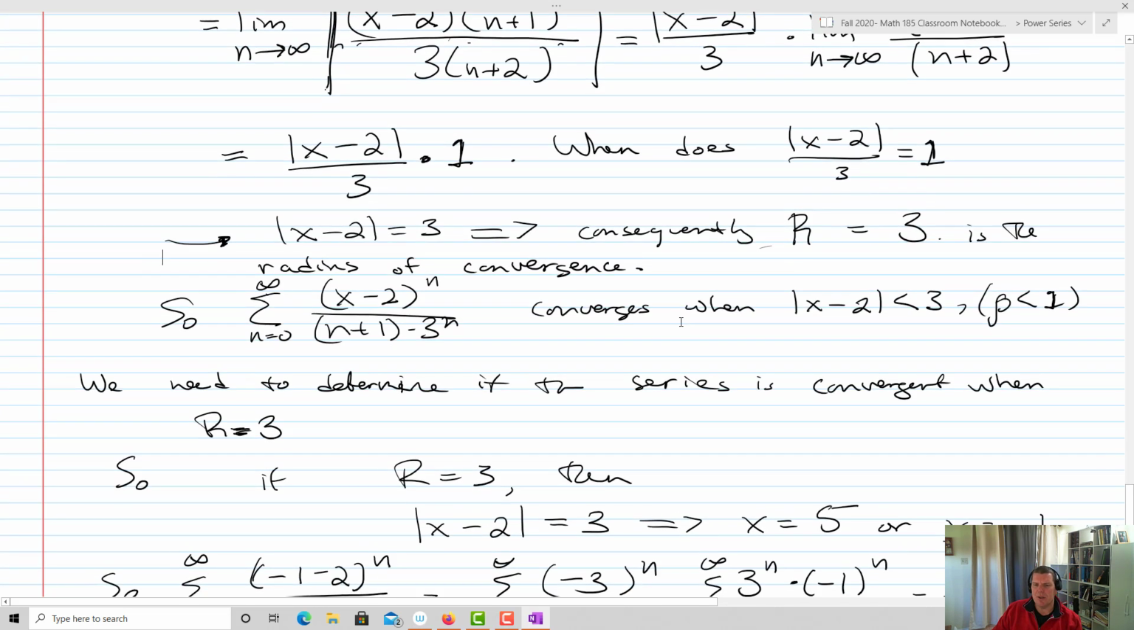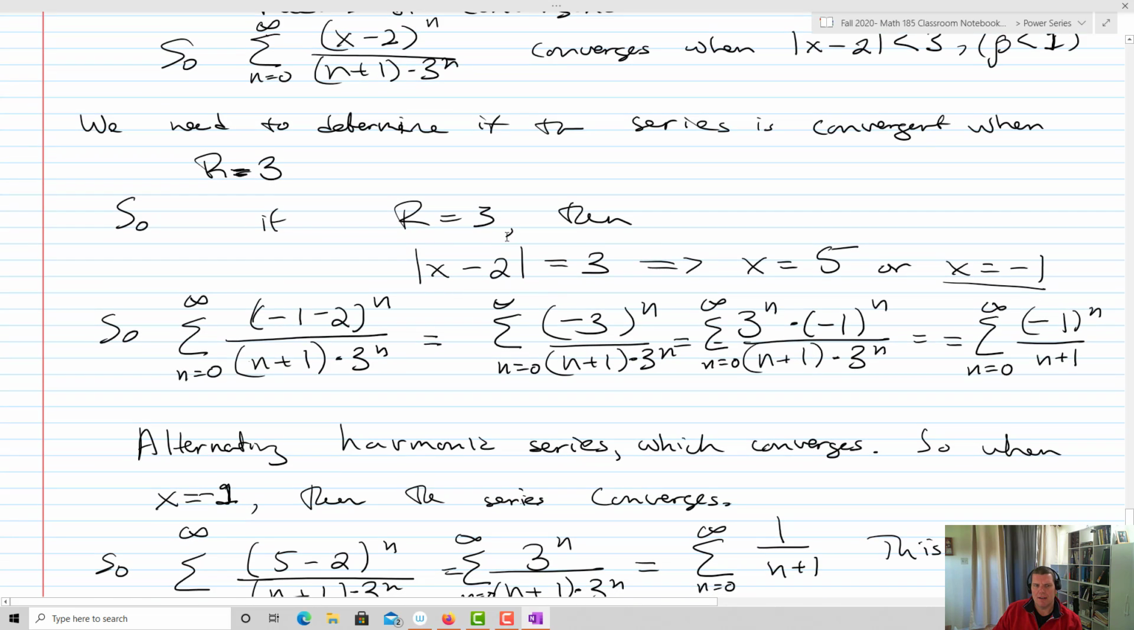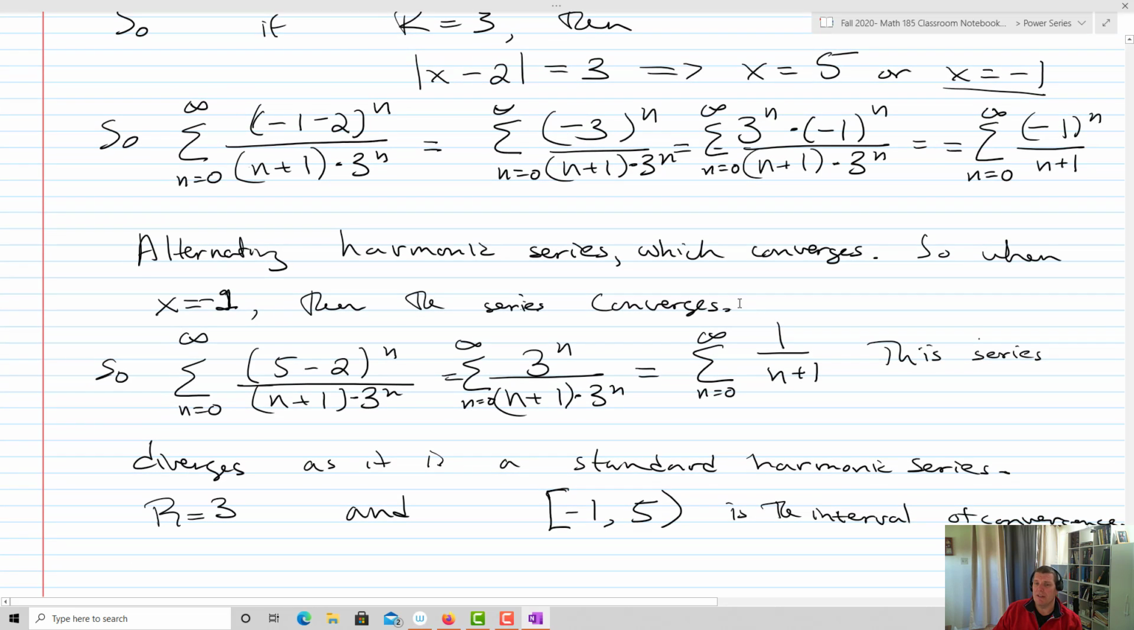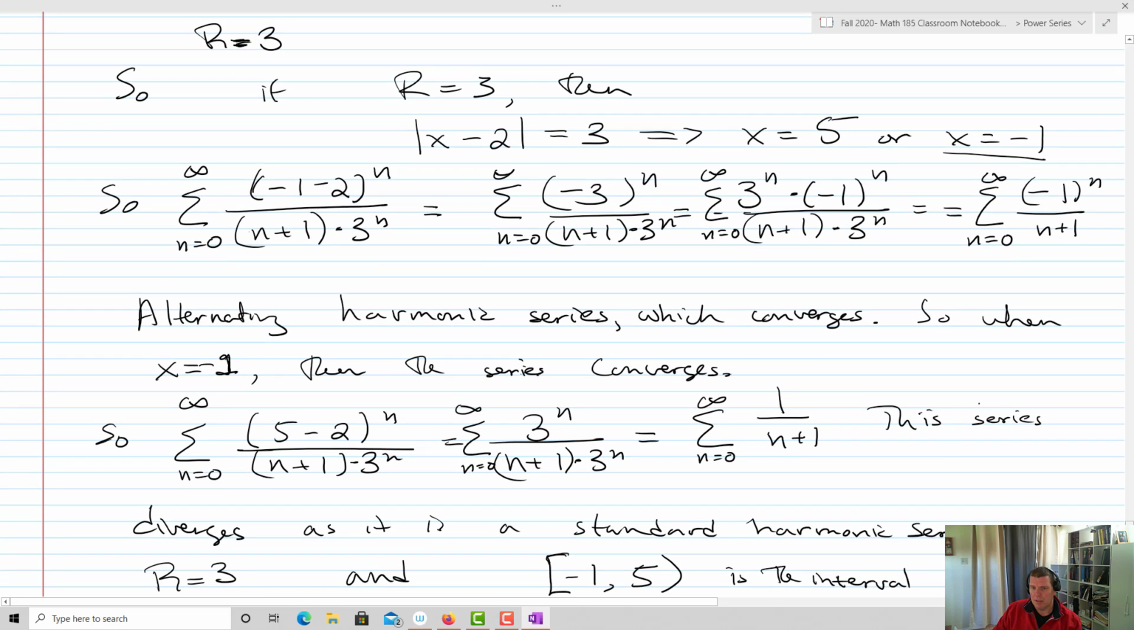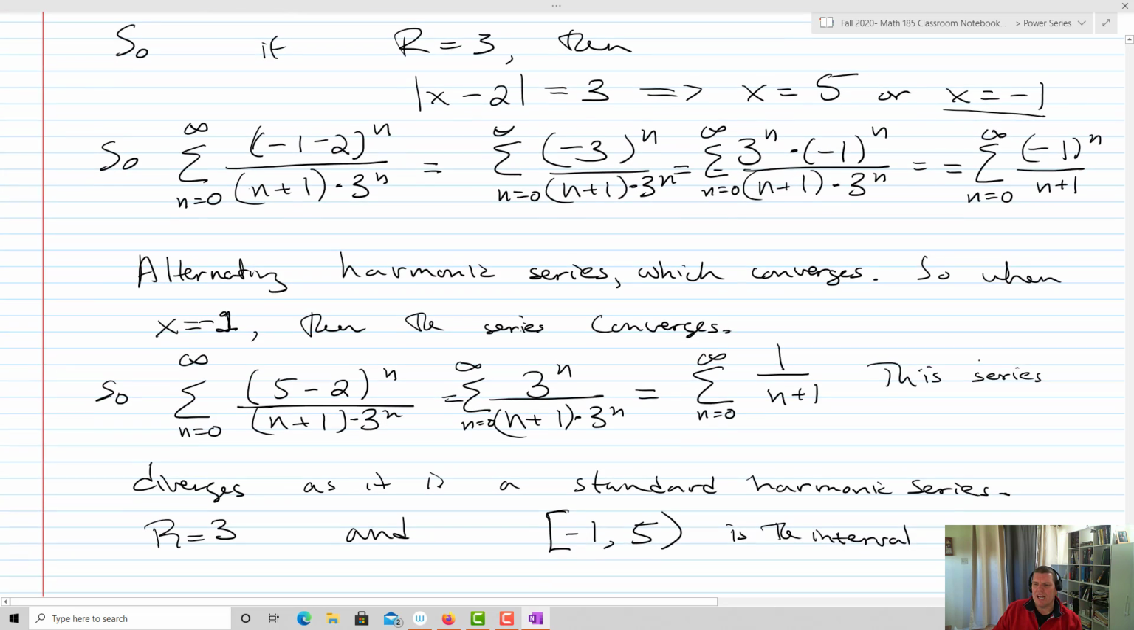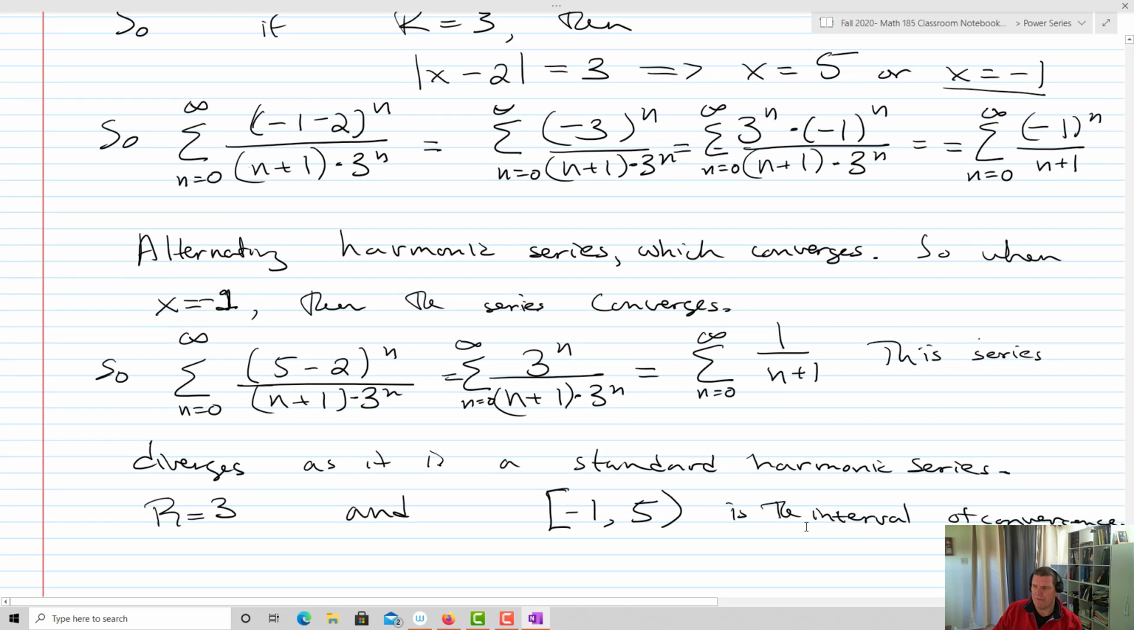So what we do is we check each one of those endpoints. If r equals 3, we get the two values that give us equality, that is x equals 5 and x equals negative 1, and we'll check them each individually. And it's possible, as we work, that each one is going to be different, depending upon different values of x.